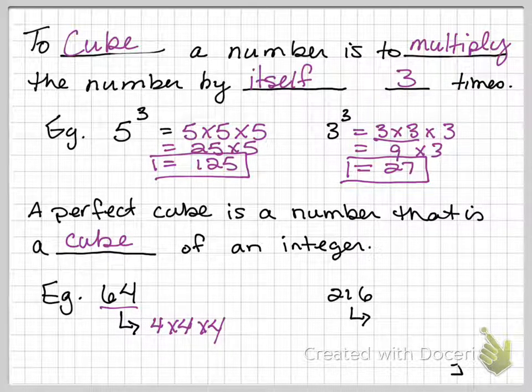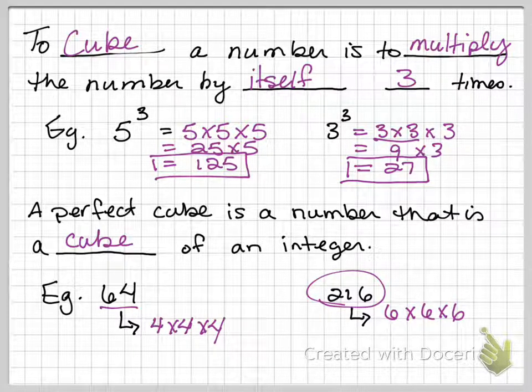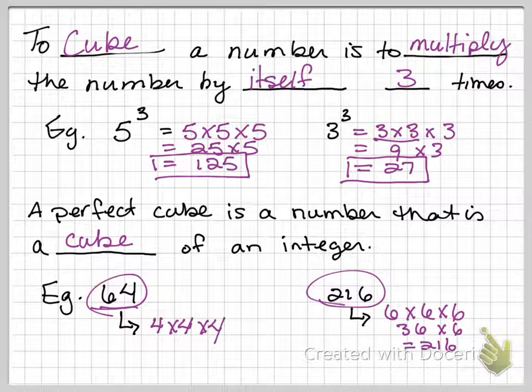Let's look at the answer here. So 216 is a perfect cube because we can have 3 numbers that are the same be multiplied together and equal to 216. This number is 6, so I can go 6 times 6 times 6. 6 times 6 is 36. 36 times 6 gives me 216. So both 64 and 216 are perfect cubes.